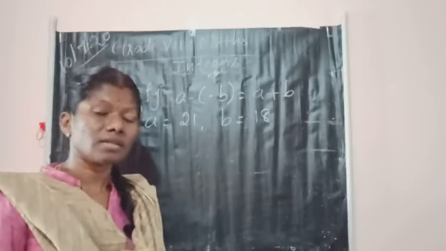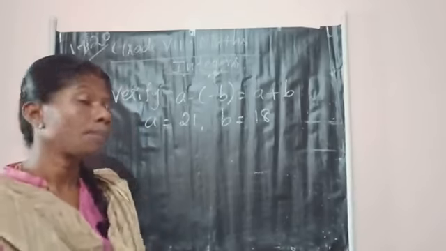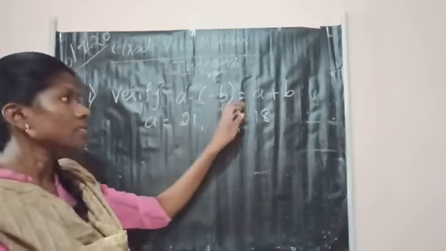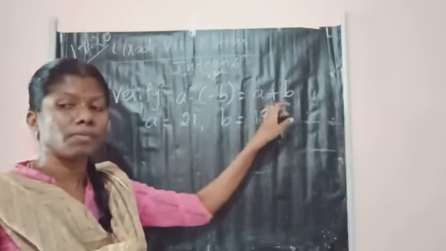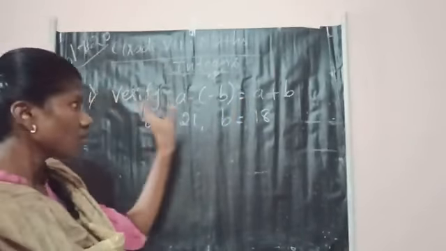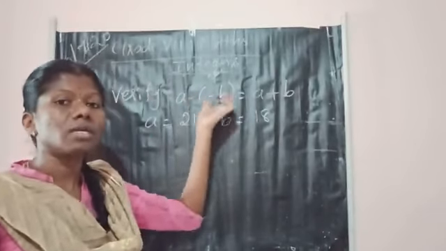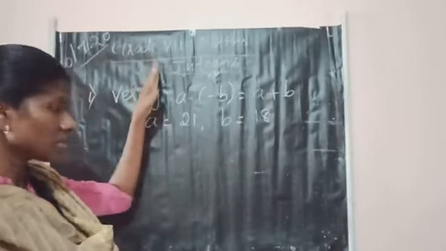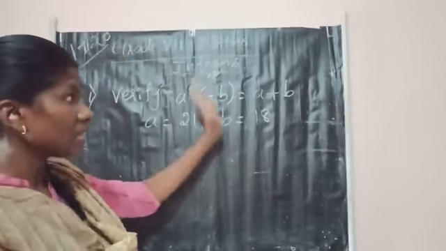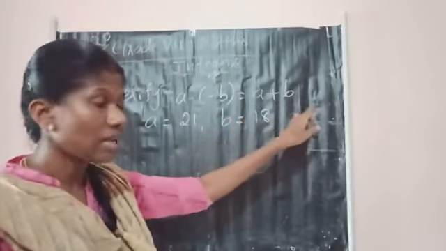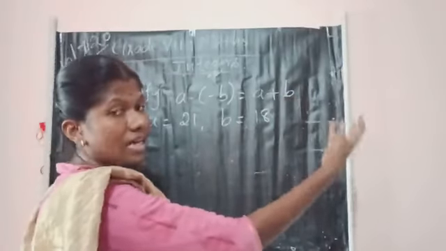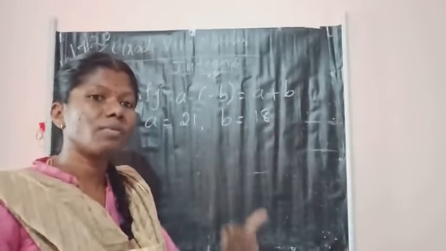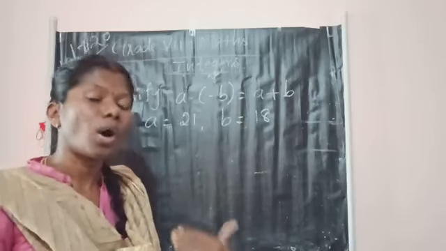Okay, in the first exercise, let me teach a problem. Verify that a minus of minus b is equivalent to a plus b. Now you have to verify whether this part is equivalent to this, that is, LHS, the left hand side, should be equivalent to RHS, the right hand side. We have to verify whether the LHS part is equivalent to the RHS part.